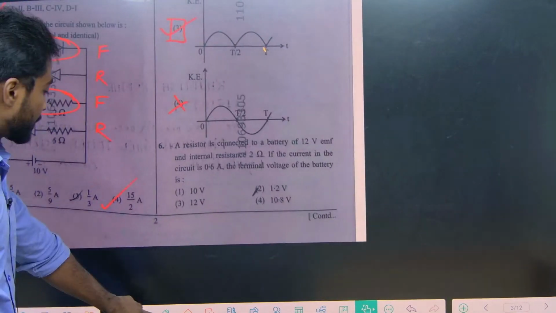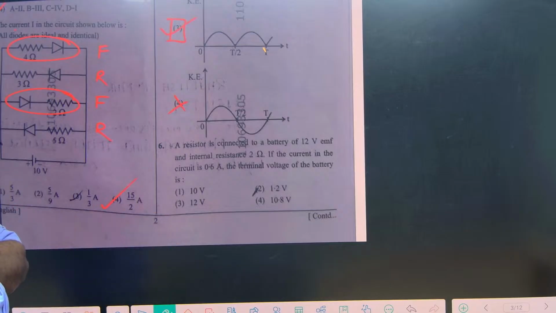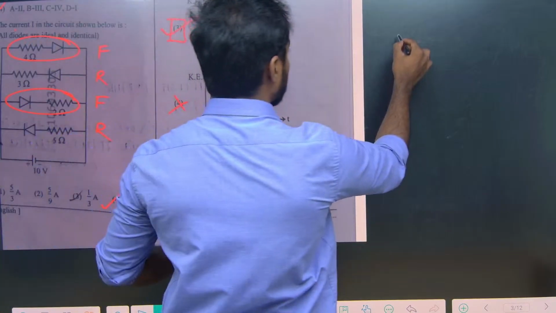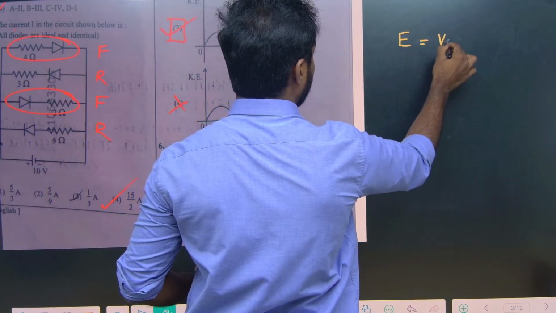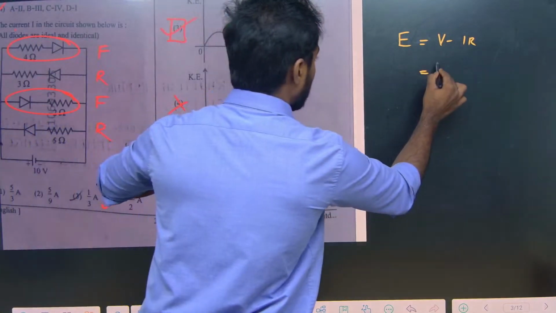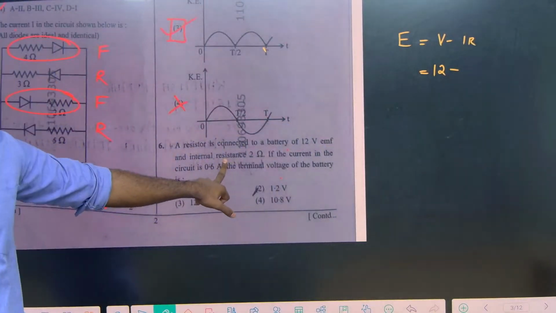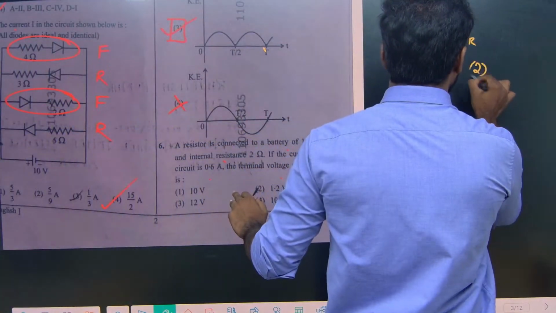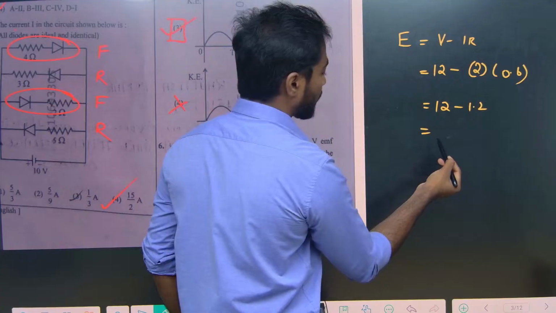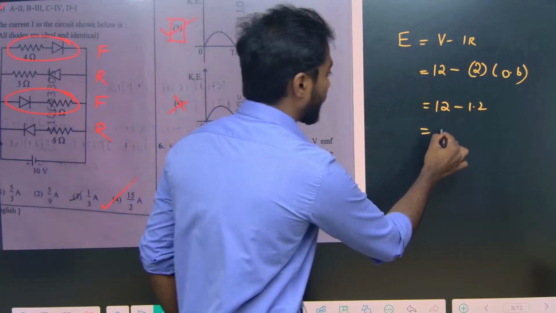The resistor is connected to a battery. How much have they given? 12 volt EMF, and internal resistance is 2 ohm. Internal resistance they gave 2 ohm, and the battery is 12 volt. They are asking for terminal voltage. Let me take V equals E minus Ir. So the EMF they said is 12, minus internal resistance 2, and current how much? It is 0.6. So 12 minus 1.2, which is 10.8.